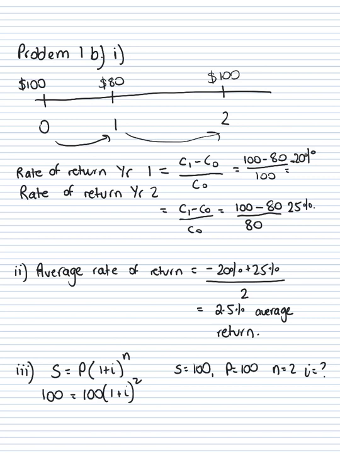So divide both sides by 100 and I'm left with 1 equals 1 plus I squared. If I then do the same thing to both sides, I'm left with 1 to a half equals 1 plus I. So the square root of 1 is 1. So that leaves me with 1 equals 1 plus I, and I is equal to 0.